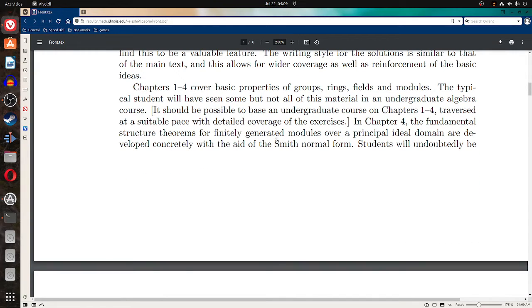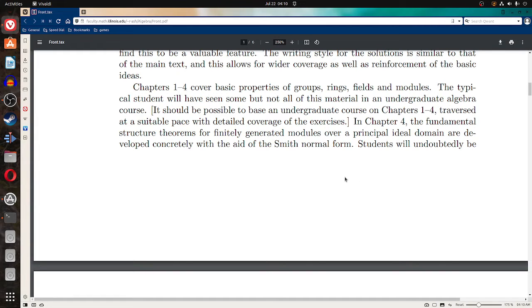Now, the first four chapters, chapters 1 through 4, cover basic properties of groups, rings, fields, and modules. And people, that is the basic content of a graduate or even an undergraduate algebra course. An undergraduate algebra course may focus more on groups and reviewing linear algebra, but a general abstract algebra course will cover these topics: groups, rings, fields, and modules. The typical student will have seen some but not all of this material in an undergraduate algebra course.